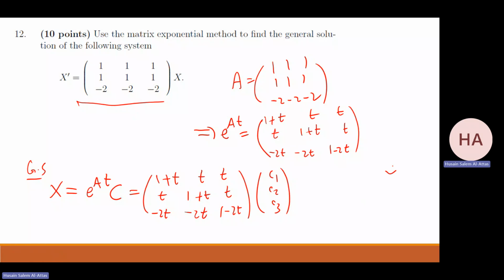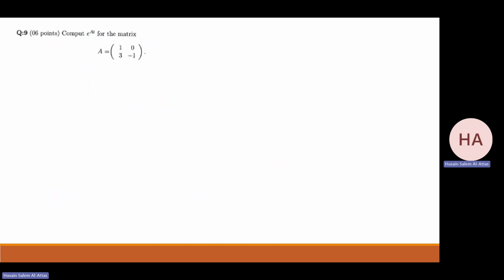Okay, Bismillah ar-Rahman ar-Rahim. We did this problem. Now we'll go to the next one.